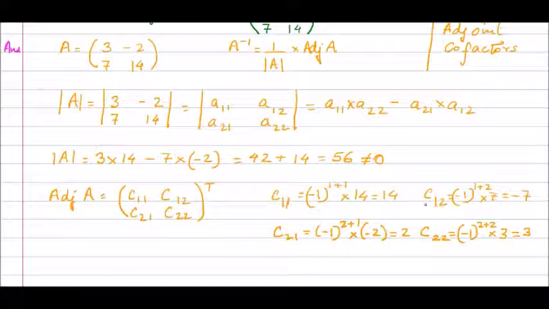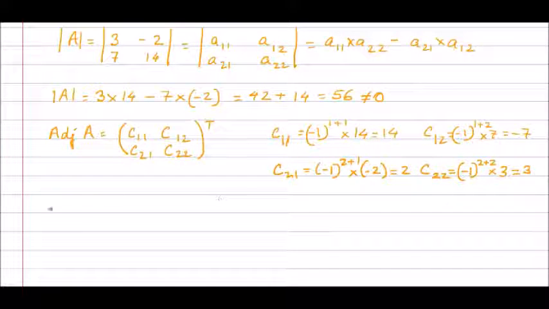So we have got the 4 cofactors. Next we will be substituting these values in this adjoint A. Adjoint A equal to, in place of C11 we will be writing 14. In place of C12 we will be writing minus 7. C21 is 2 and C22 is 3. And we will be taking the transpose of this. That means the row will become column and column will become row. So we write the first row as the first column, that is 14 and minus 7. Next we take the second row and make it the second column. It is 2 and 3.